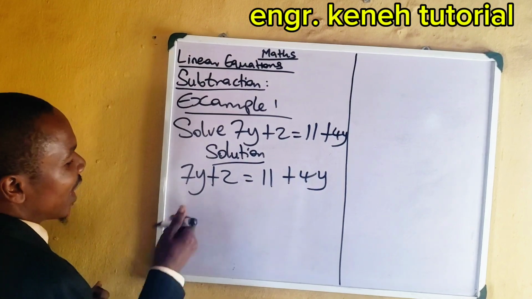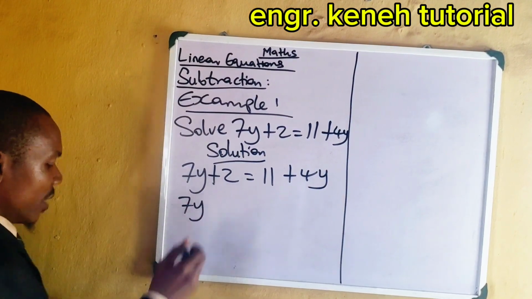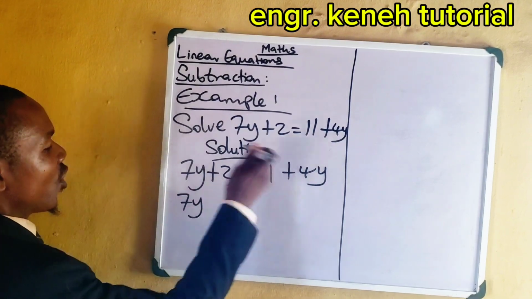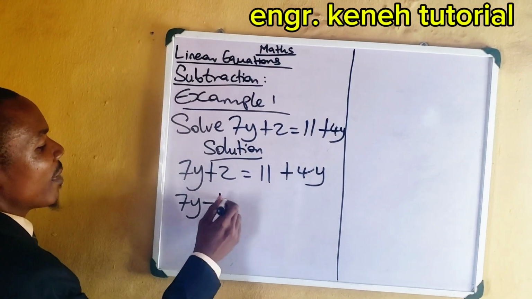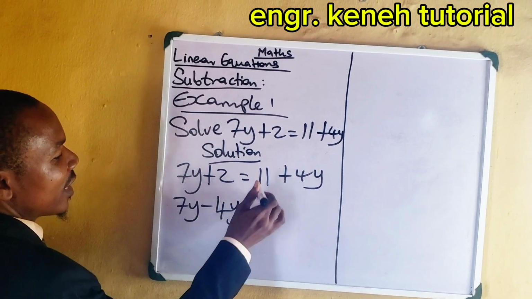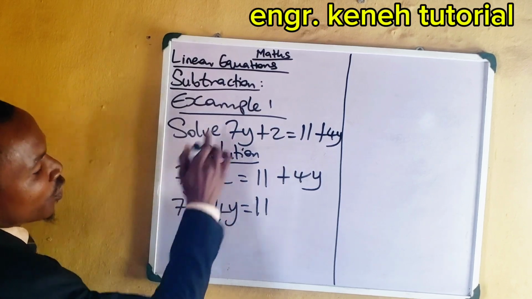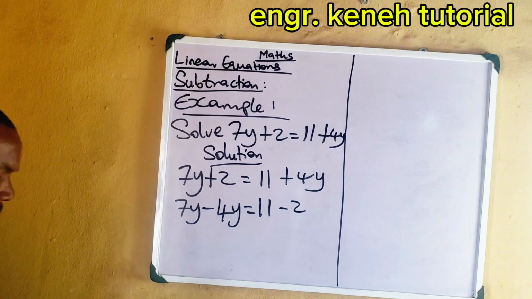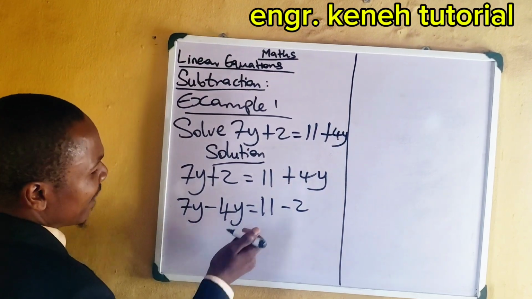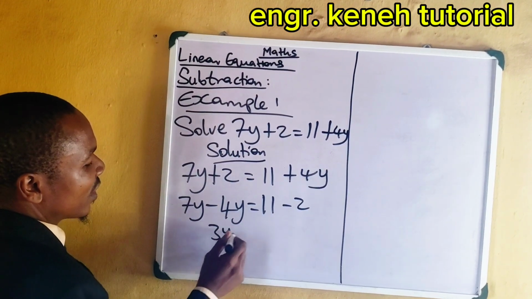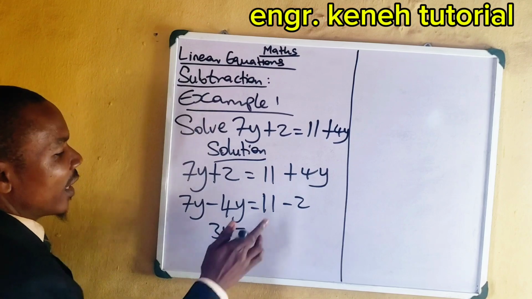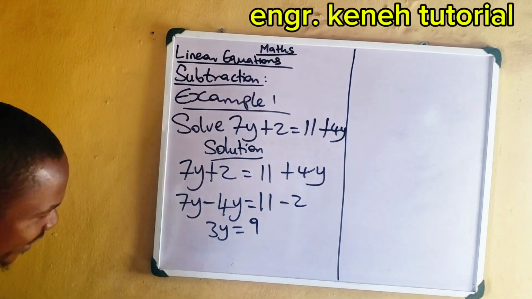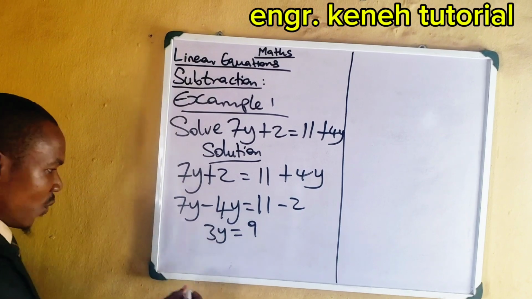So we have this one. I'll bring this one here, which is 7y. Look at the other y. It has plus, coming over here it will become minus 4y. Then I have this 11. This one is plus, coming over here it will become minus. You say 7y minus 4y. That will give us 3y. You say again 11 minus 2. That will give us 9. At this point, I will divide both sides by the coefficient of y, which is 3.